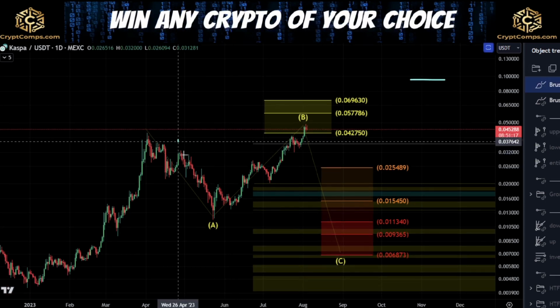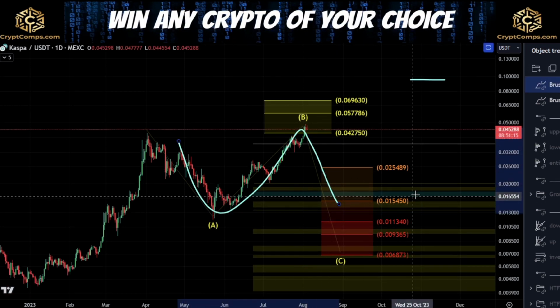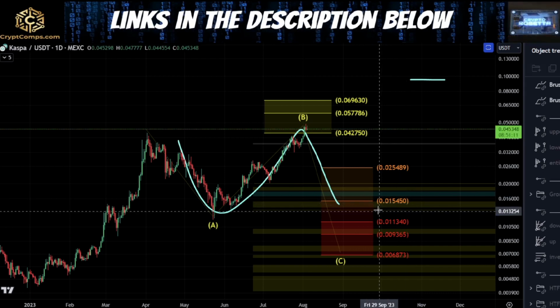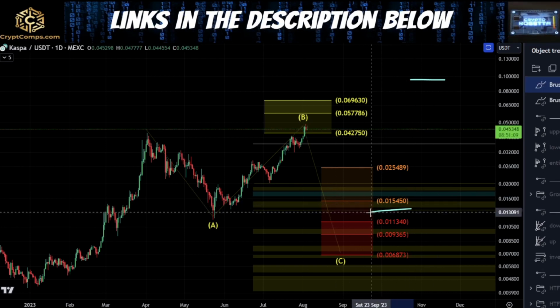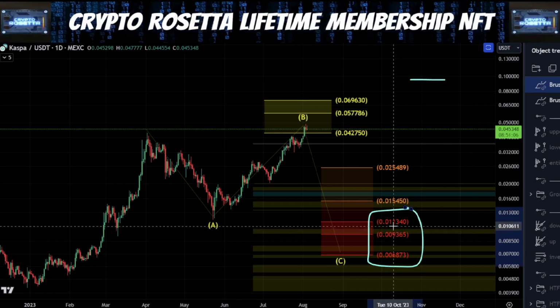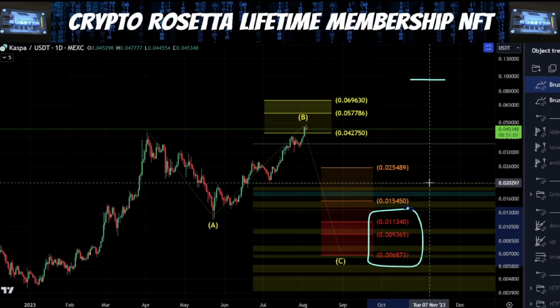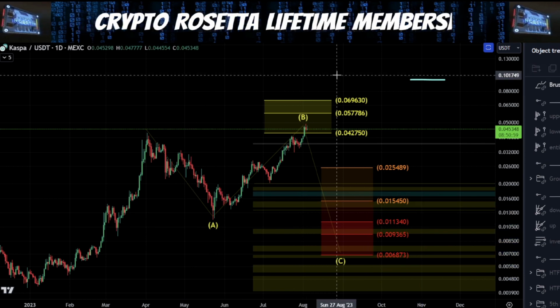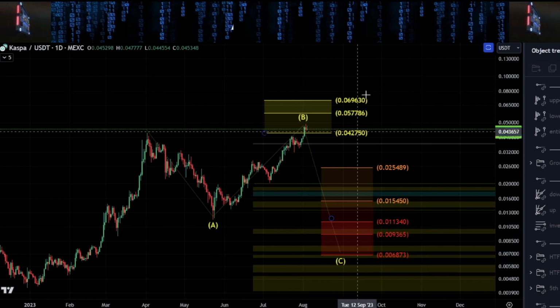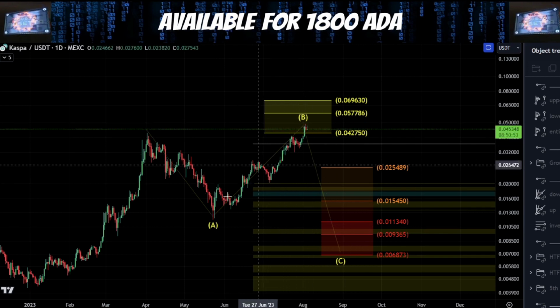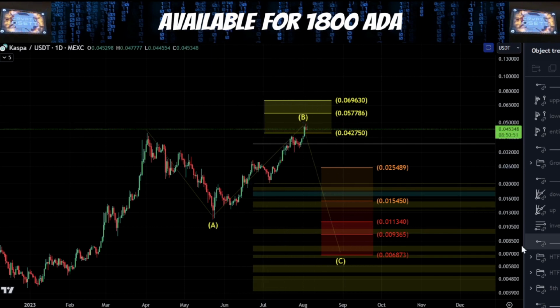If we do see something along these lines, a running flat target would be this 015450, and then we would have the lower target of an expanding flat towards this 11340 to this 06873. That would be our lower target. Like I said, this is not my primary expectation, but I am just watching it because at the moment we need to wait for confirmation that we have a completed structure here.